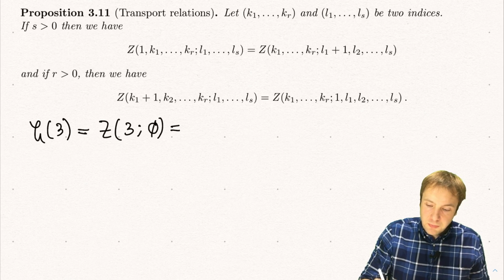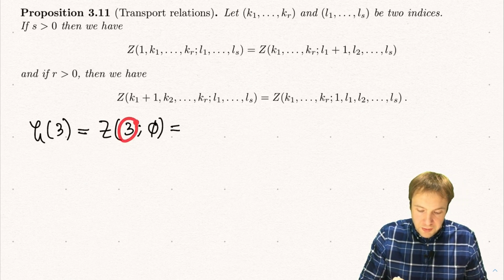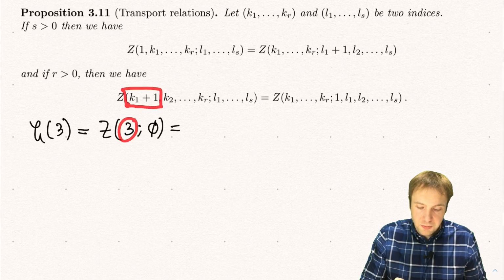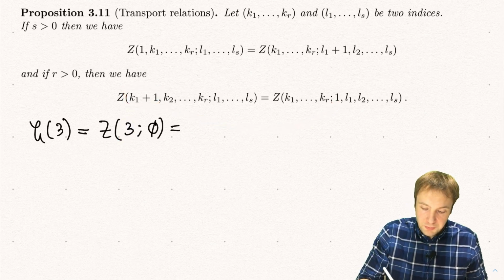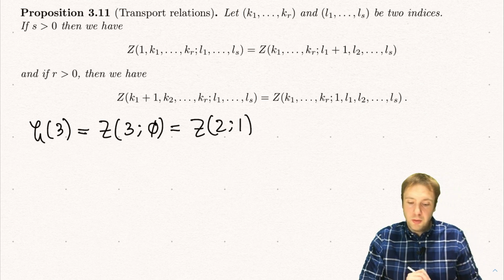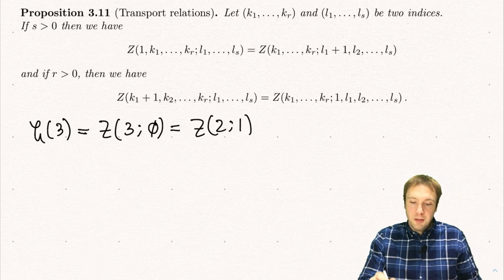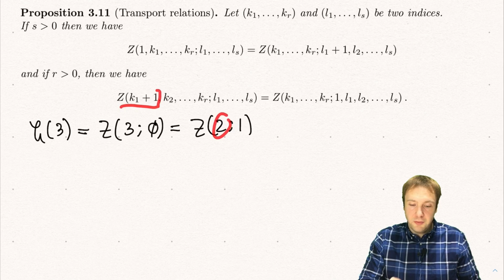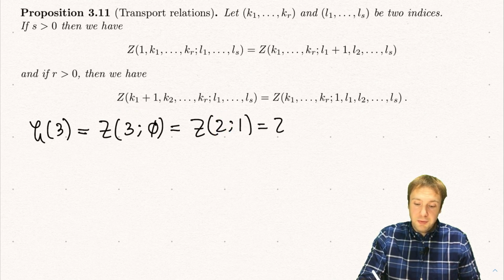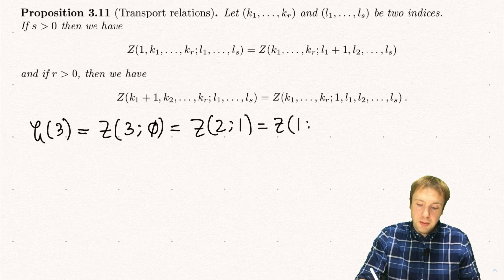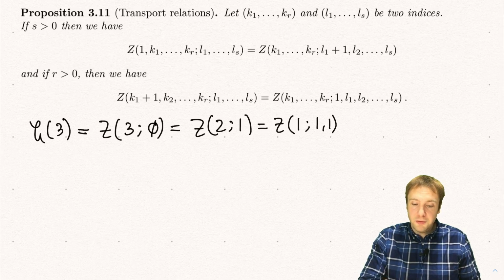And now I have an index on the left-hand side which starts with something greater or equal to 2. So I can write it as 2 plus 1, and the 1 I can put in front of the right index. So I can split up the 1 and put it there. And then I can use it again because it's still greater or equal to 2. So I can split up another 1, and I can put it again in front of the index on the right.